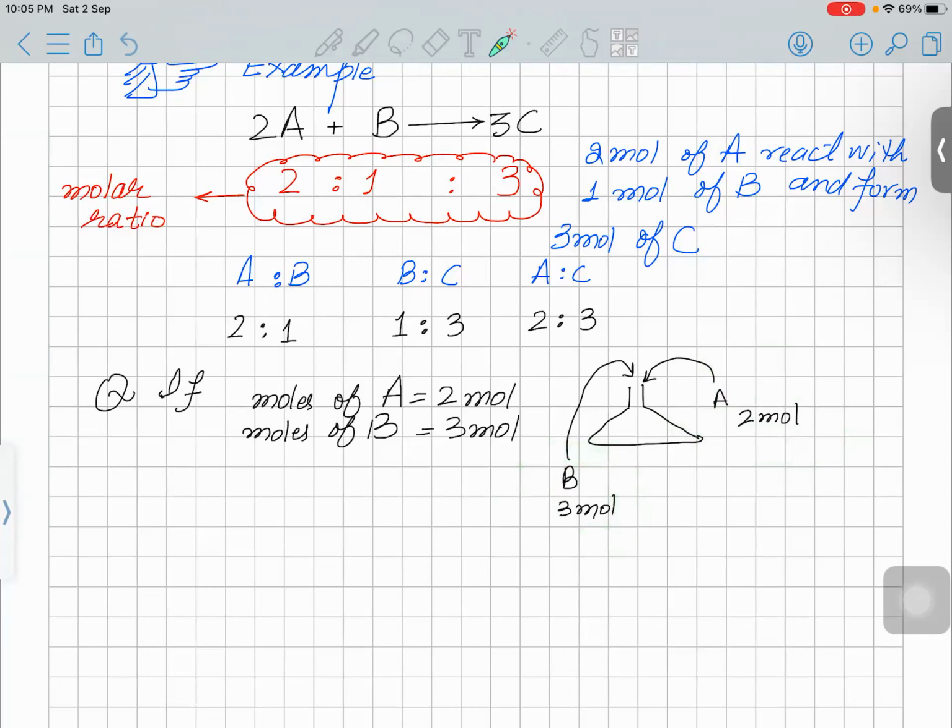Last one. No, 2 moles are wasted, sir, because 2 moles of A require 1 mole of B. So 2 moles are wasted.